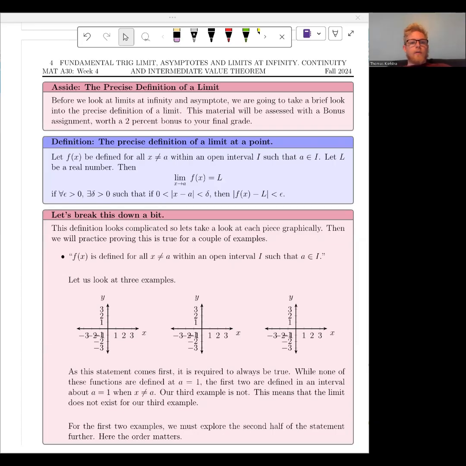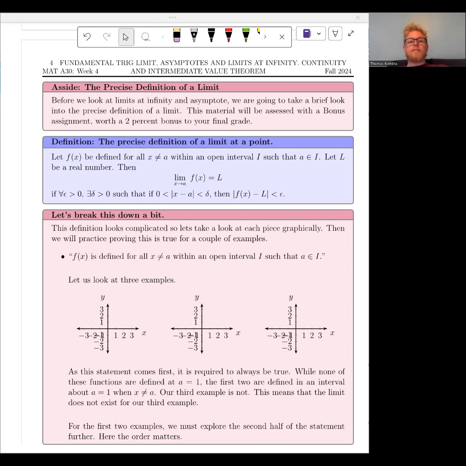In this video series, we are going to be going over the course notes for the precise definition of the limit. Within this course, on any assignment you may have that isn't the bonus assignments, any quiz, midterm, or final, this will not be covered. However, there is a bonus assignment just focusing on the precise definition of the limit at a point. That bonus assignment is worth 2% of your final grade.